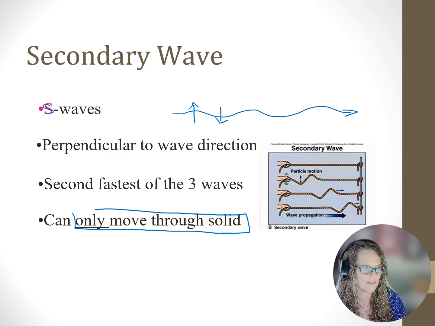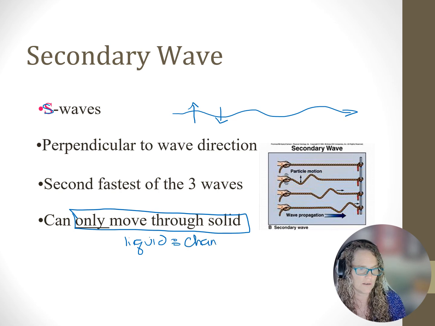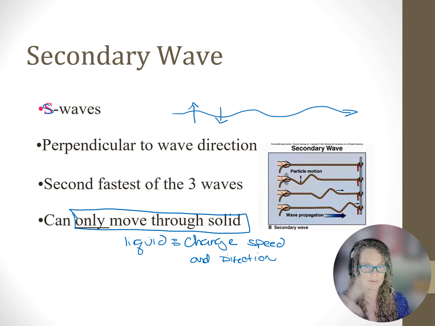So when it hits a liquid, it actually changes speed and direction. It will change speed and direction when it hits a part where there's liquid, a lake, an underground aquifer, anything that has liquid in it, or a liquid layer of the earth. When that happens, it bounces off and goes a different way because it can't go through the solid part.